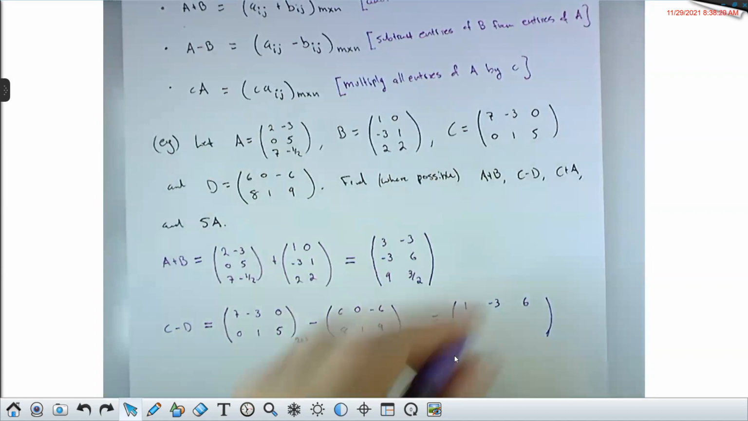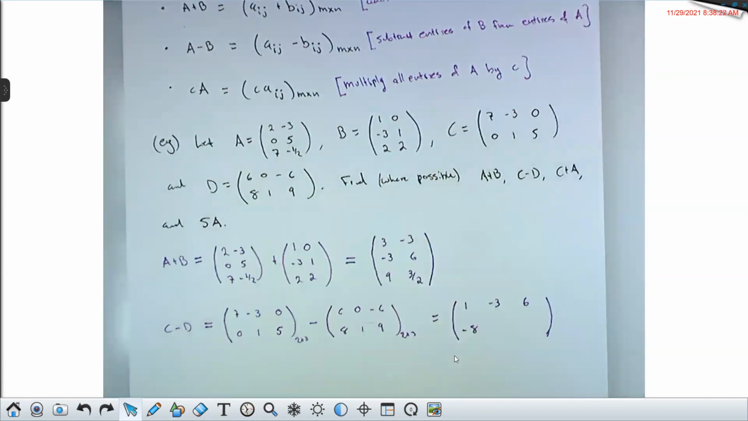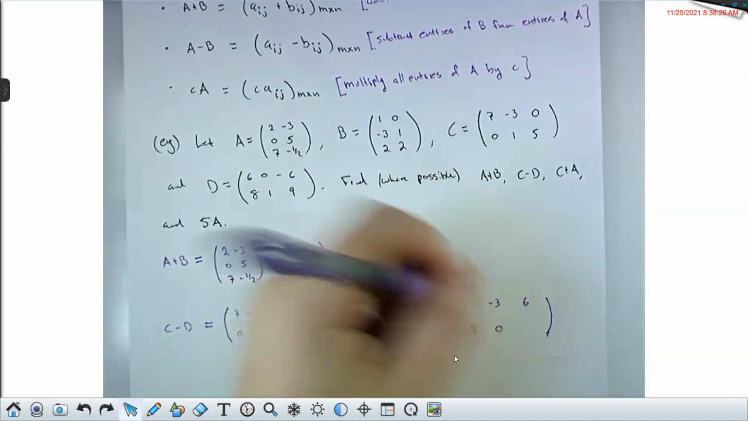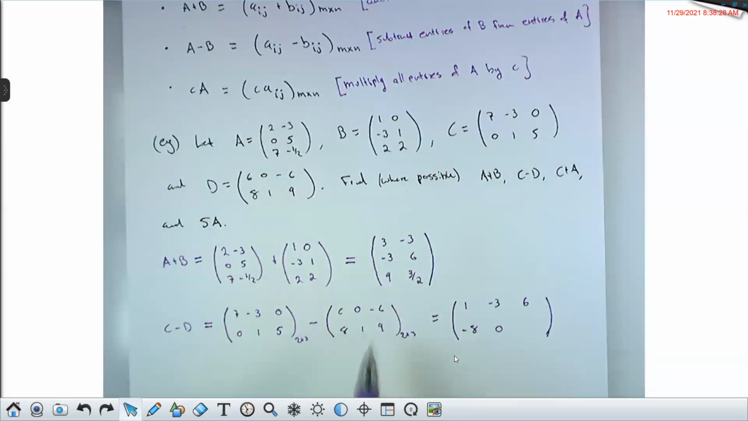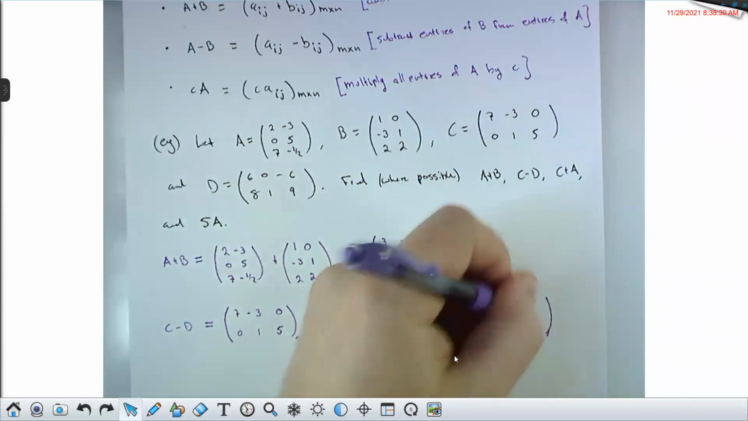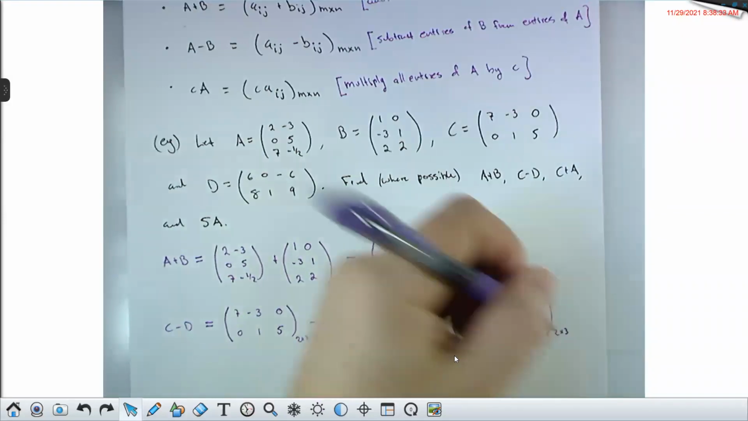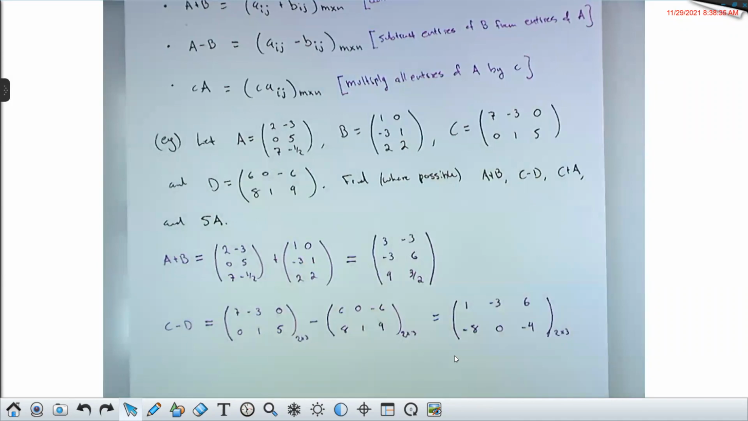0 minus 8 is -8. 1 minus 1 is 0. And 5 minus 9 is -4. So this is the new matrix we get out. It's also a 2 by 3. Any questions on how we got this matrix as our answer?